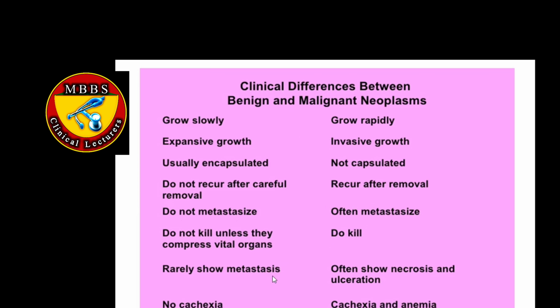Benign tumors do not show metastasis or rarely show metastasis, while malignant tumors show a lot of necrosis, ulceration, and a lot of distant metastasis. Most of the time, the patient dies of metastasis rather than the primary tumor.